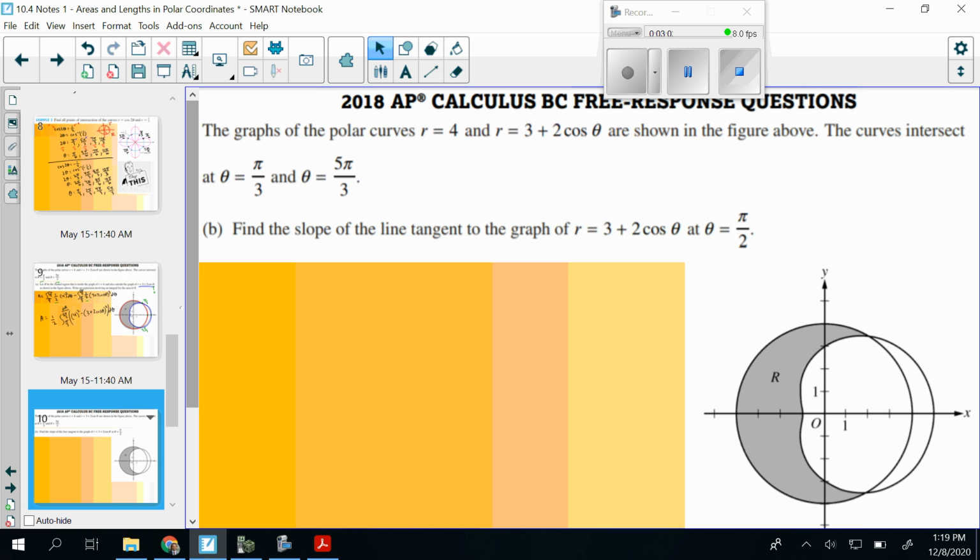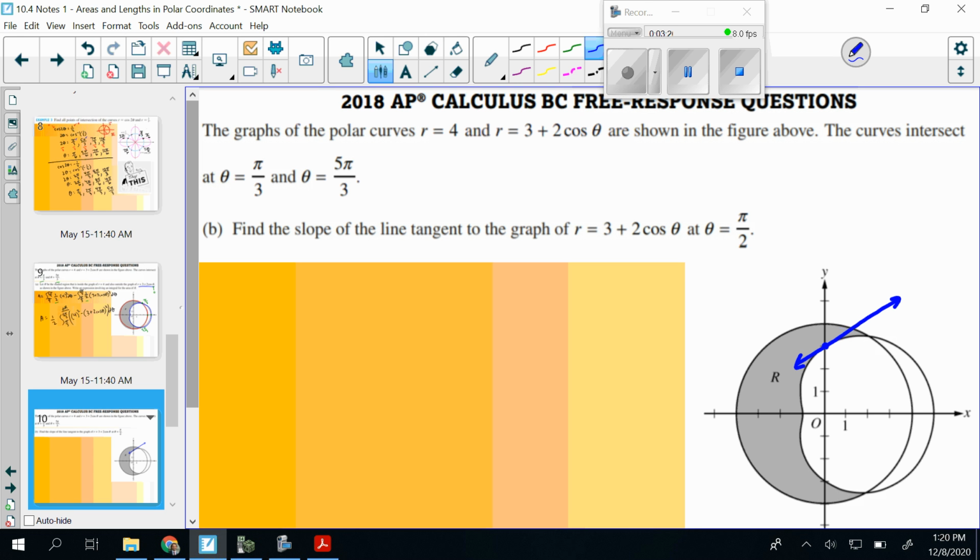Same information, same graph. Find the slope of the tangent line to the graph of the cardioid part, r equals 3 plus 2 cosine theta at pi over 2. So if they're looking at pi over 2 here, what is that tangent line? What's the slope of that line right there?